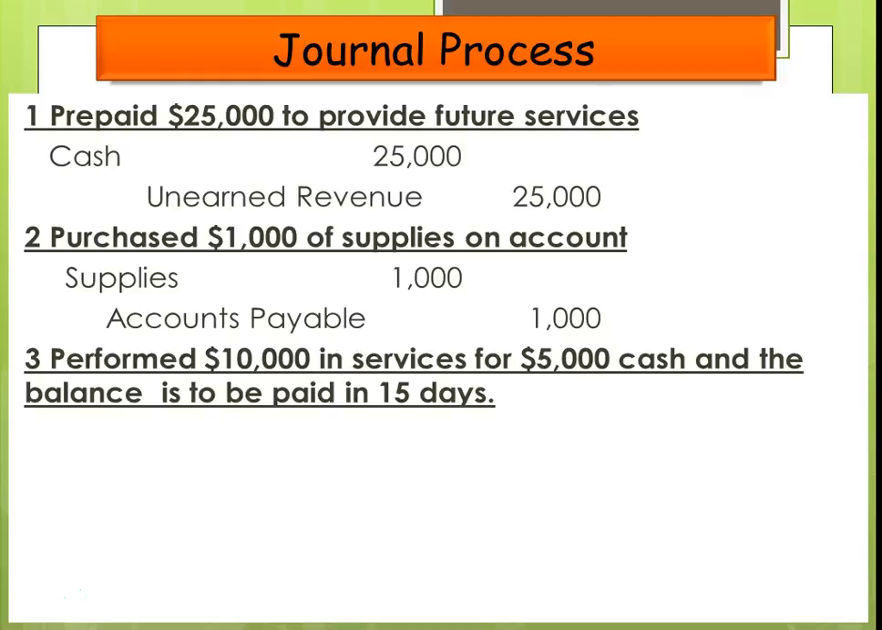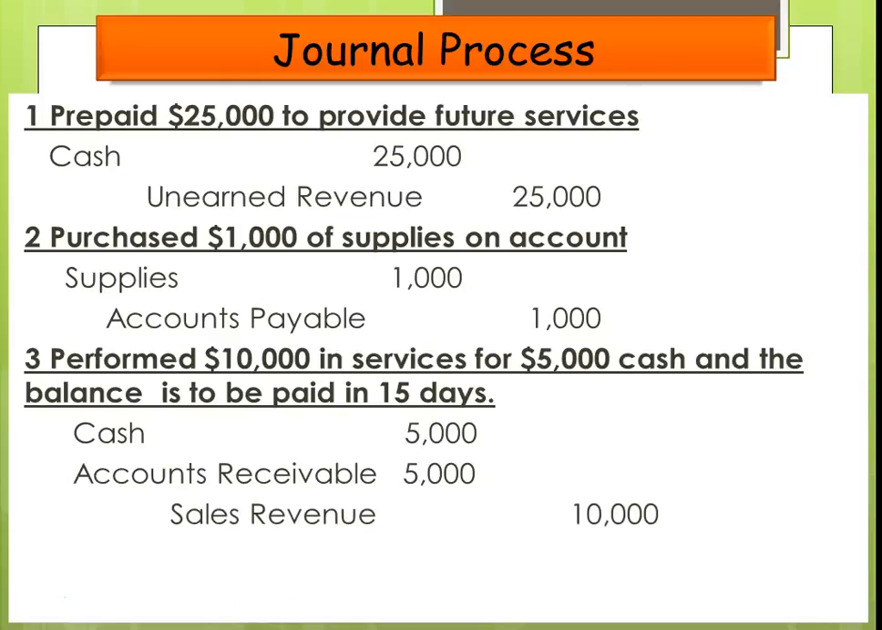So first, what was affected? Well, first, cash was affected by $5,000. It went up, so we debited. But since they didn't pay us all the money, and now they owe us money, that becomes an accounts receivable, which is an asset, and it would have gone up, so we debit it. And now we have done the work, so we've generated revenue. To increase that, we would do a credit.